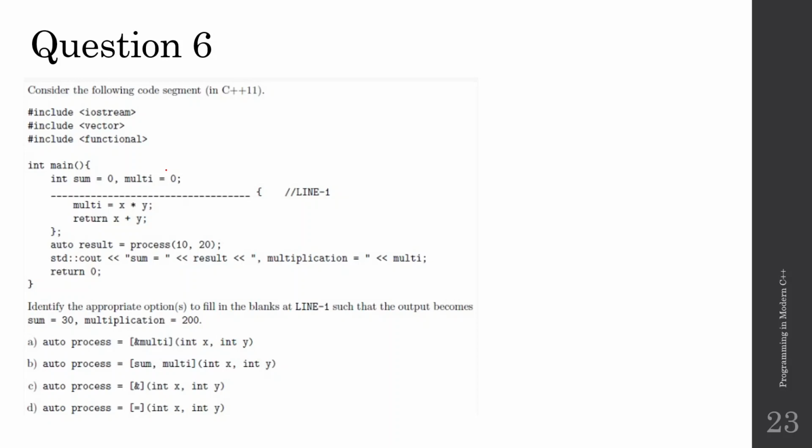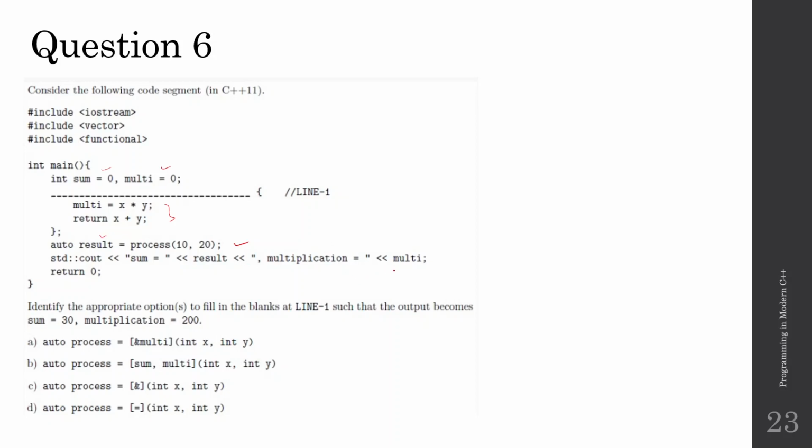Okay, so in this question, we have two variables, sum and multi, and then here we are writing a lambda function and calling it, and the result is stored in result. Then we are printing it. If you see the function body, the product is stored in multi, but the sum is returned. The sum is the output of the function, so the sum will be stored in the result variable.